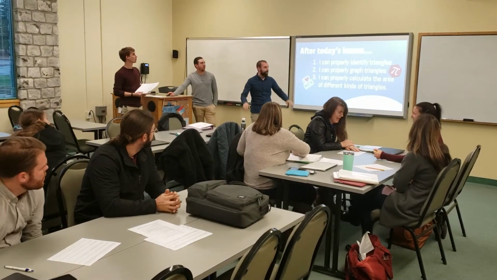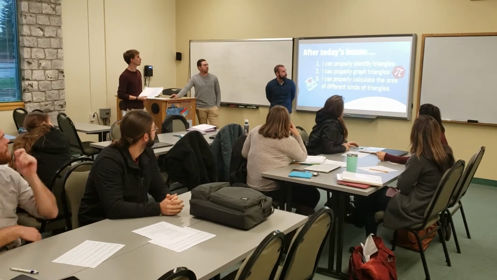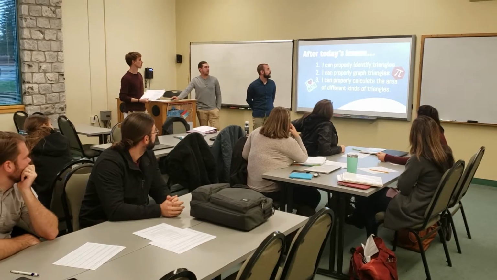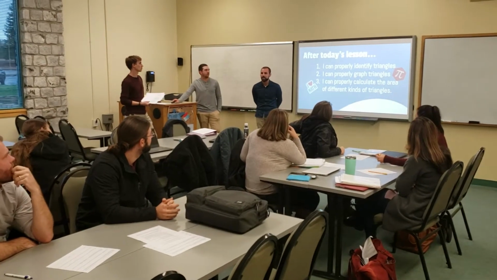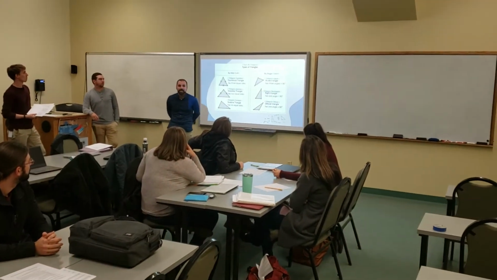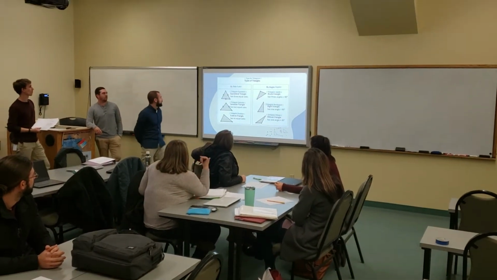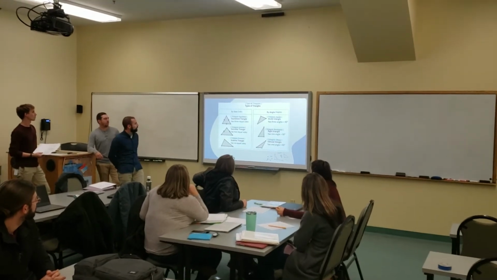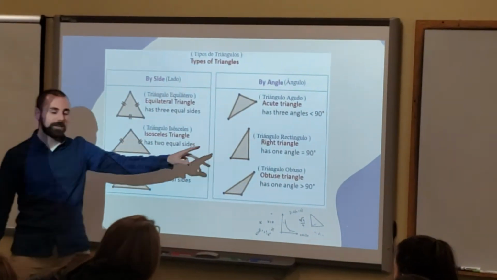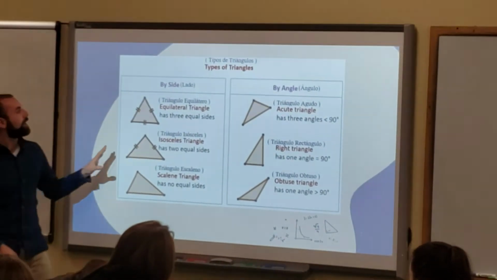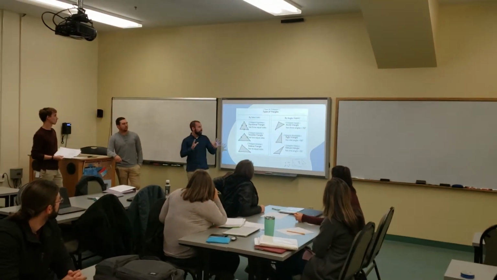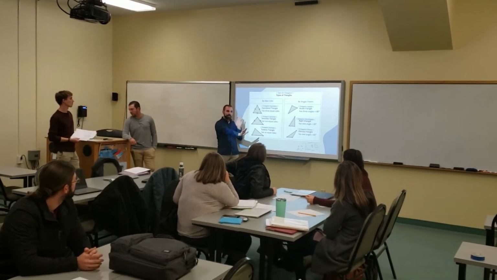So first up, today we're actually going to do a couple things. We're going to be able to properly identify triangles, properly graph those triangles, and properly calculate the area of different kinds of triangles. So today's area triangle centric. So these are the 6 kinds of triangles. If you remember, we have equilateral, isosceles, scalene, obtuse, right, and acute. In this particular graphic organizer, they are separated by side and by angle. There's a little bit of crossover, but that's kind of how we separate them.